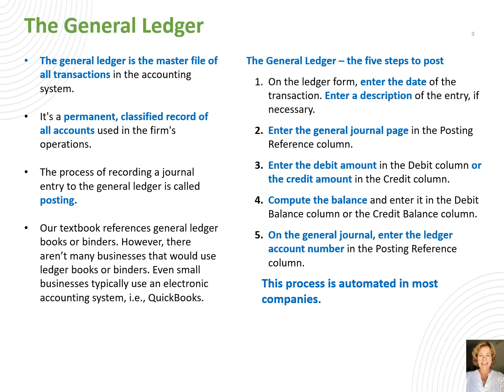The process of posting a journal entry to the general ledger includes these 5 steps. On the ledger form, enter the date of the transaction and enter a description of the entry if necessary. Enter the general journal page. Enter the debit amount in the debit column or the credit amount in the credit column. Compute the new balance, and then on the general journal, enter the ledger account number in the posting reference column. This process is really automated in most companies.